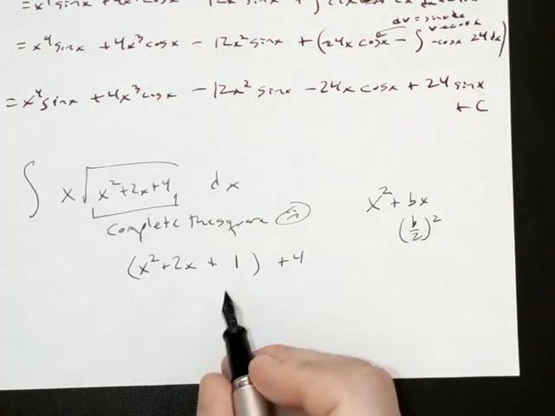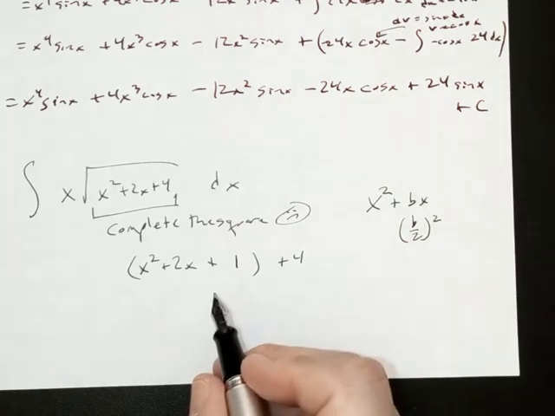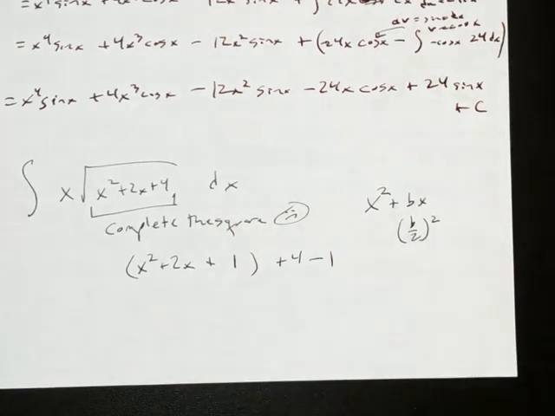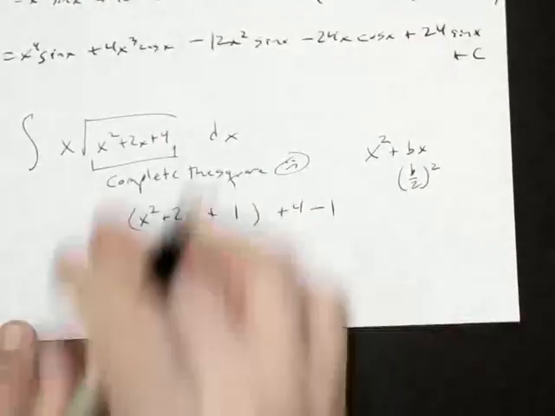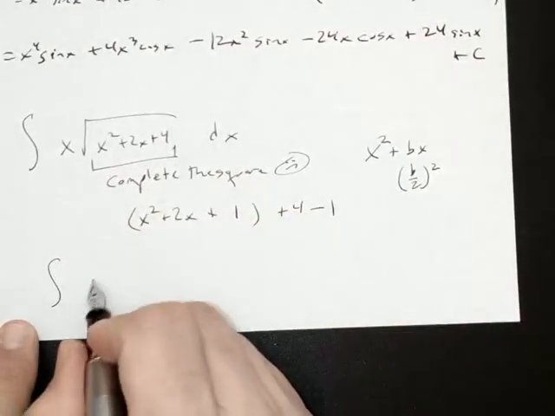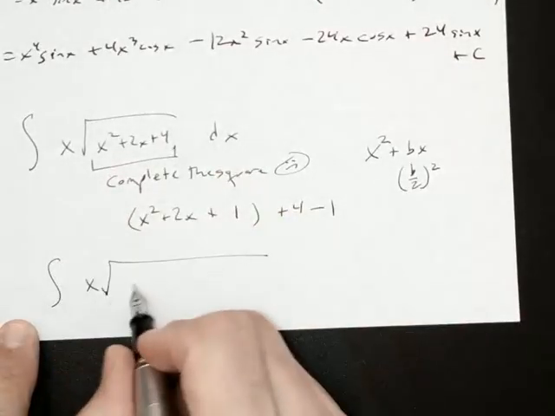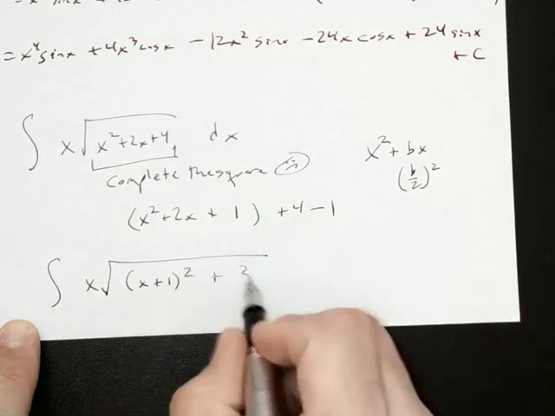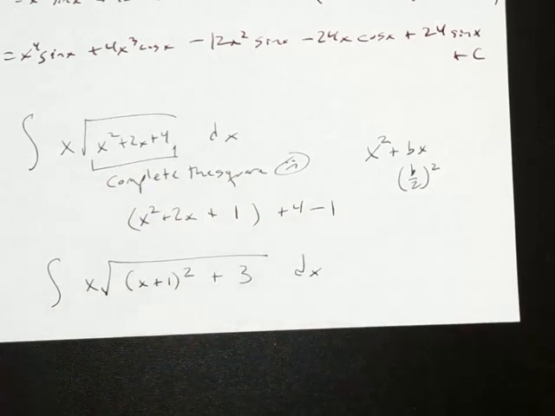Well, if I add 1 to the problem, I've changed the problem, right? So, Maddie, I'm not multiplying by 1, but I am adding 0, by adding 1 and subtracting 1. Now, that means that the interior of my square root has just become x plus 1 squared plus 3. Hey, something squared plus a number.